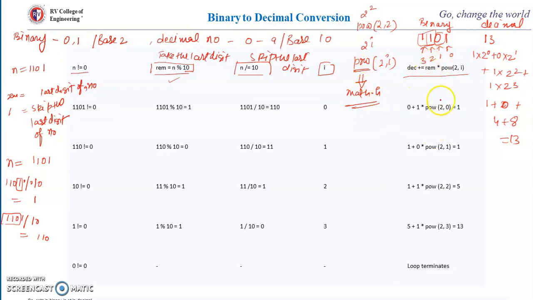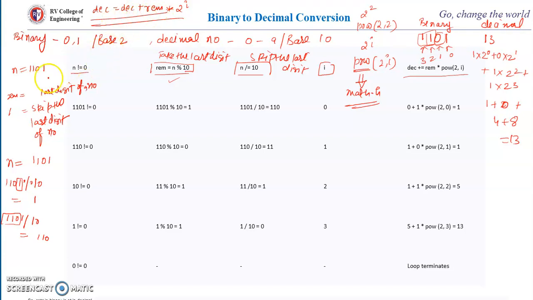So what is this operation? We are saying decimal is equal to decimal plus remainder into 2 to the power I. This is the actual operation we are performing. Decimal, because we want binary to decimal. We will initialize decimal as 0 initially, and then remainder means it will give me the last digit.